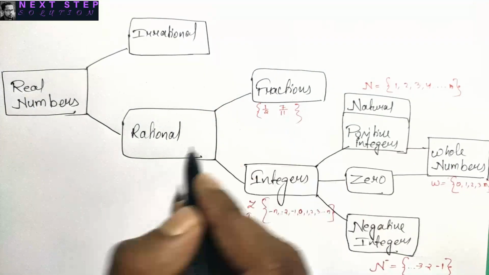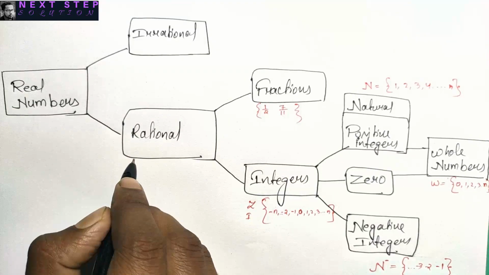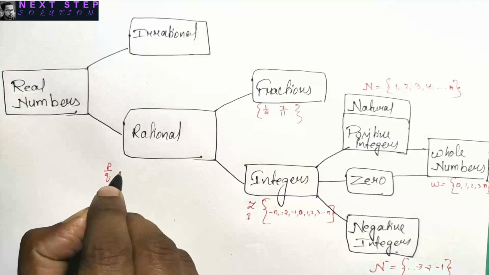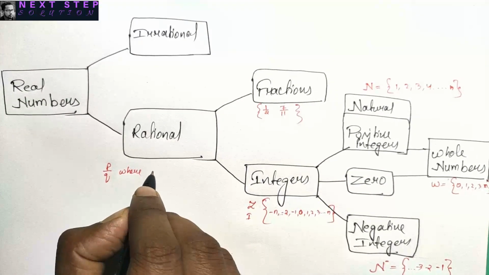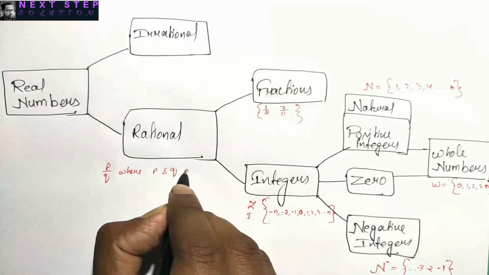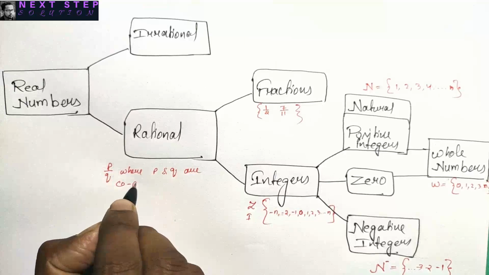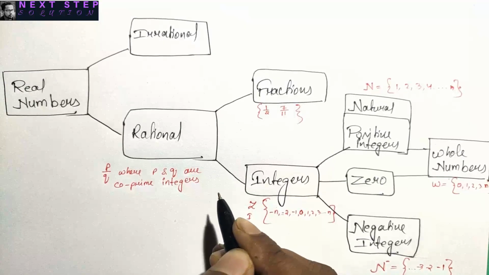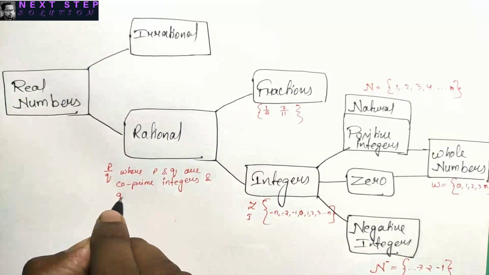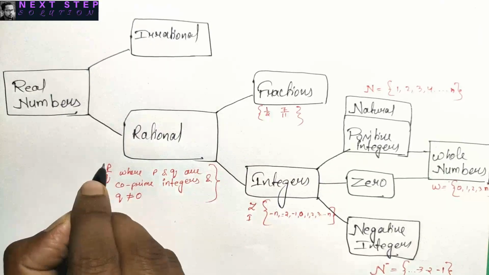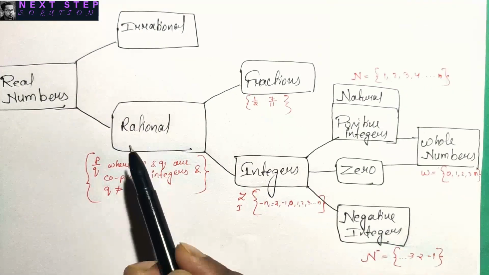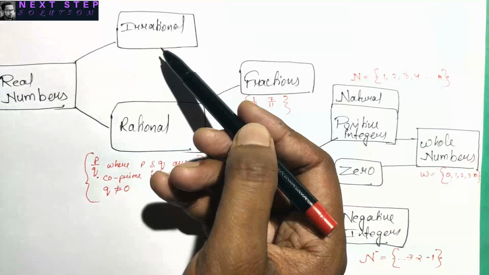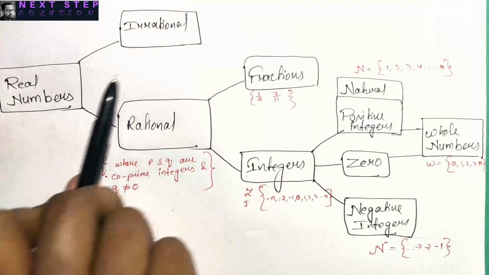After fraction, we have rational numbers. Now, the definition for rational number is any number which can be in the form of p by q, where p and q are co-prime integers and q not equal to 0. This is an important point which we will use while solving rational and irrational number. Now rational numbers equal p by q, so irrational number should not be equal to p by q. Now real number includes everything in it.